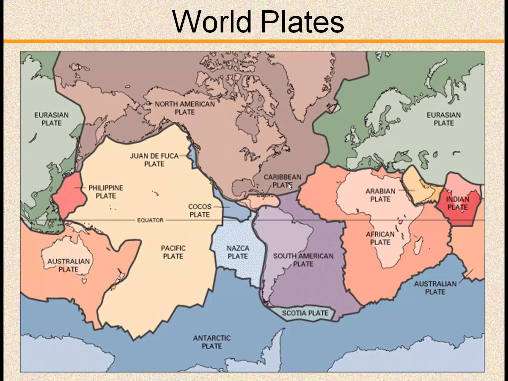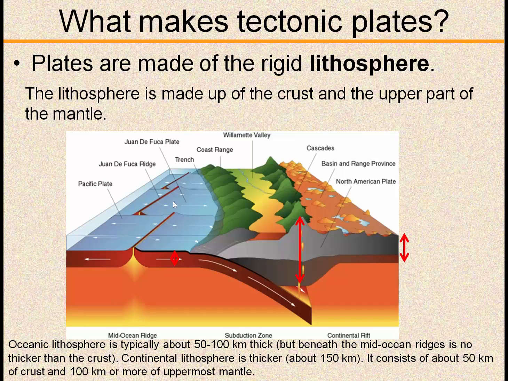Most of the plates, tectonic plates, are made up of both oceanic and continental crust, and they take the name of the large land masses or the Pacific Ocean that sits on top of it. What makes up a tectonic plate? They're made up of the lithosphere. The lithosphere is made up of the crust, and notice that the crust is thickest under the mountains and thinnest under the mid-ocean ridge or the oceans.